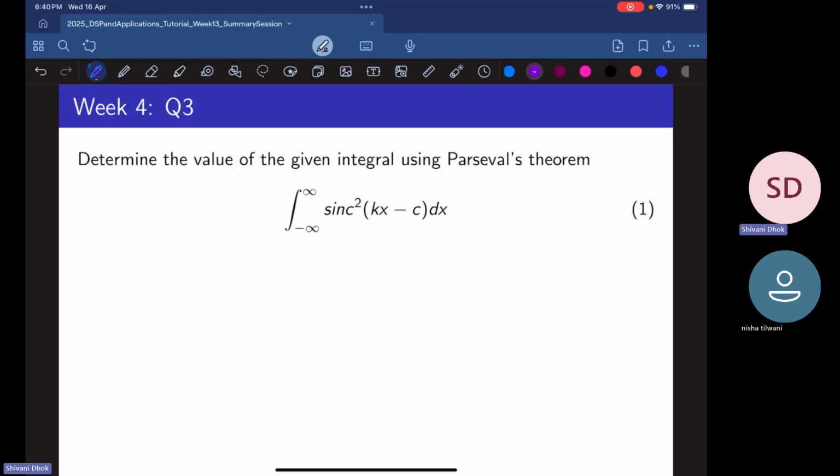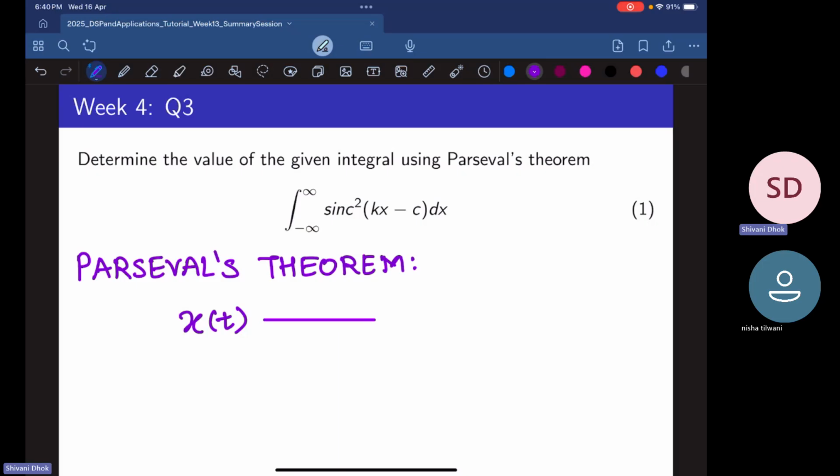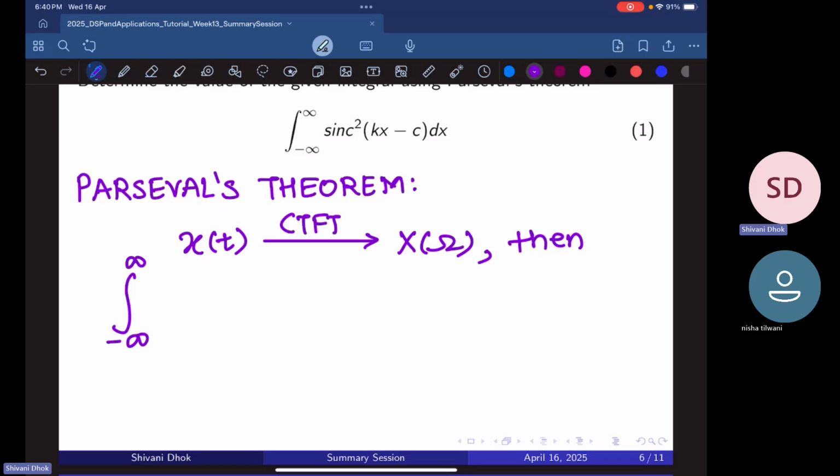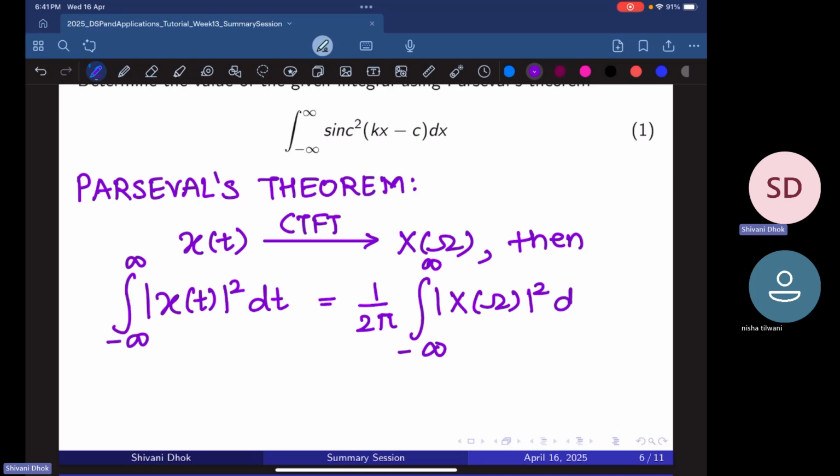So this is a continuous signal, continuous in its independent domain, or time domain, let's say. Parseval's theorem: suppose I have a continuous time signal x of t, and it has its continuous time Fourier transform with angular frequency, X of omega. Then the integral from minus infinity to infinity of magnitude of x of t squared dt is equal to 1 over 2 pi times the integral from minus infinity to infinity of magnitude of X of omega squared d omega.